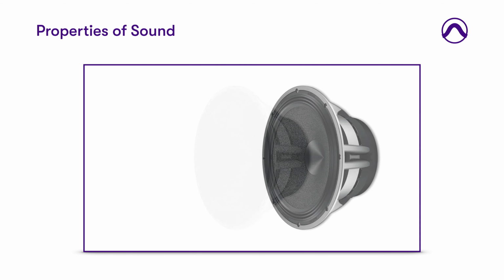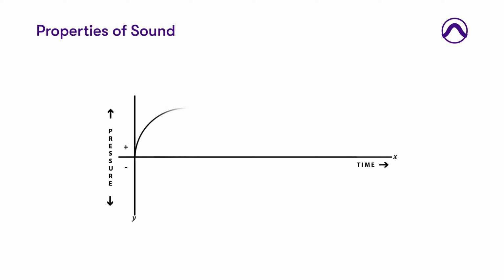Let's map this change in air using a simple XY graph of pressure along the y-axis and time along the x-axis. So when the speaker cone comes out, it increases the pressure in the air. When it goes back in, it reduces the pressure in the air, and then it reaches its original starting point. This is why when we see sound, we see a waveform, because it's actually just a graph that shows us the changes in air pressure.